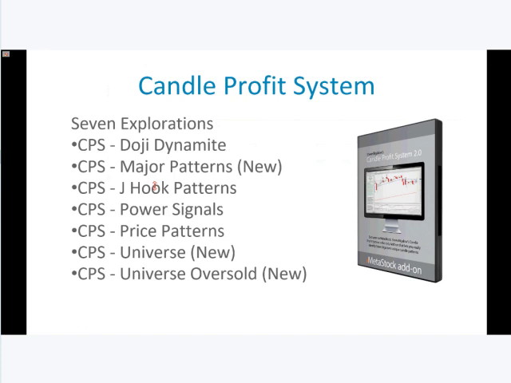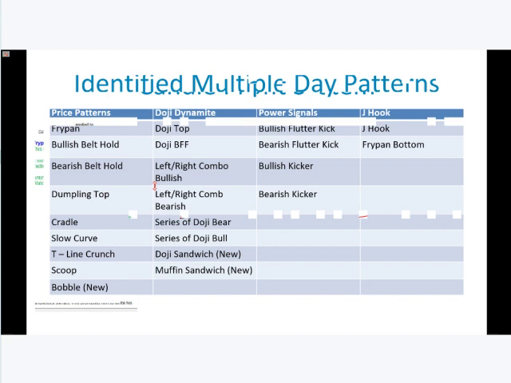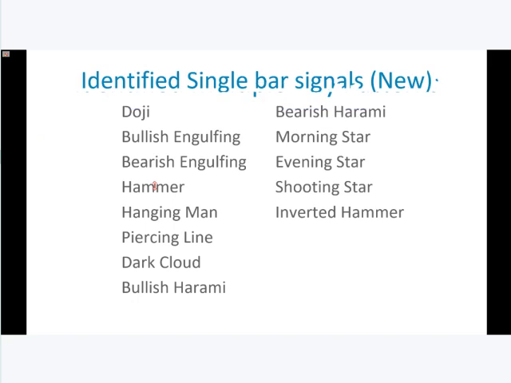I already showed you this. This is how the chart looks. Again, what we're doing is roughly about 35 of his patterns or so. These are the multiple day patterns that we're identifying. These are the single bar patterns that we can identify.